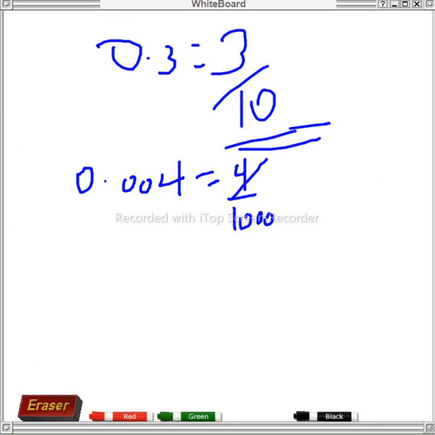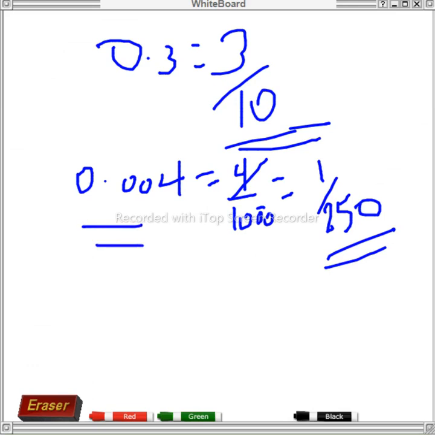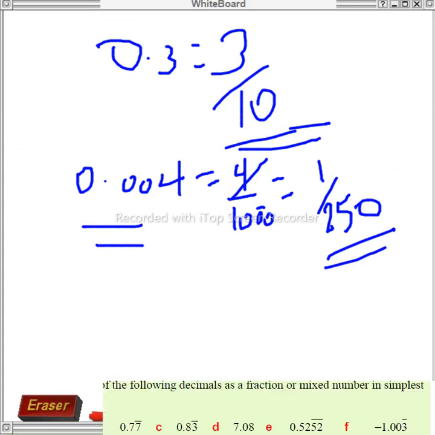When we divide 4 by 4, it gives us 1. When we divide 1,000 by 4, it gives us 250. So the simplified form of this fraction will be like this. We can also check that these are equal by using a calculator. So this is for B.